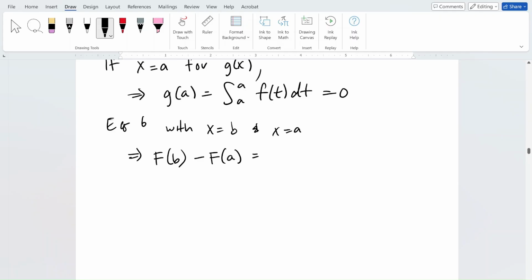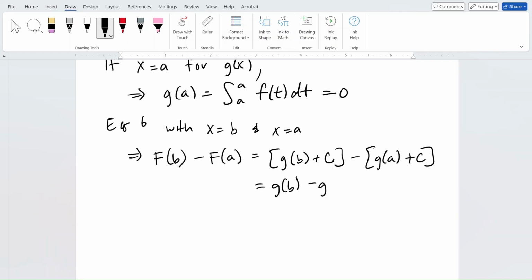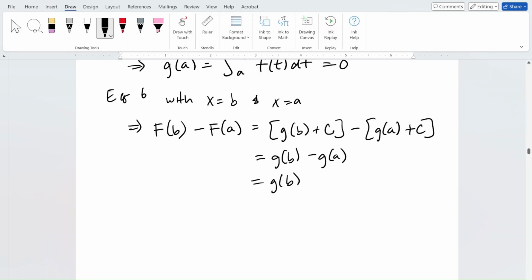Capital F of b minus capital F of a. That's equal to g of b plus c, some constant, minus g of a plus another constant. And then if I subtract it by distributing the negative sign, I get g of b minus g of a. And what is g of a? Well, we just showed a little bit earlier, because we were thinking ahead, that it was 0. So that's just g of b minus 0.